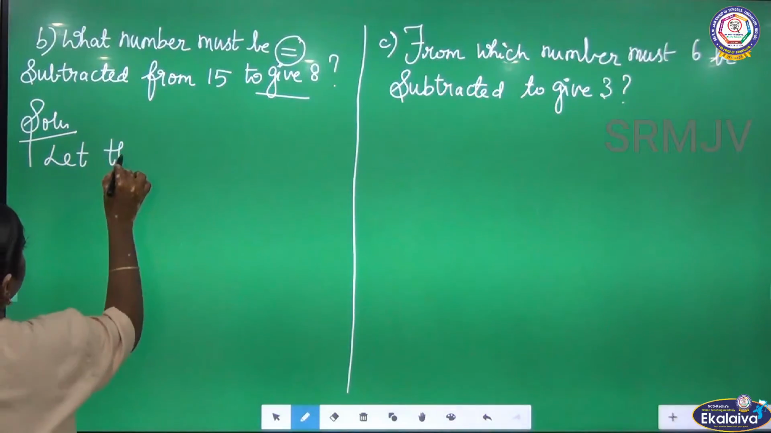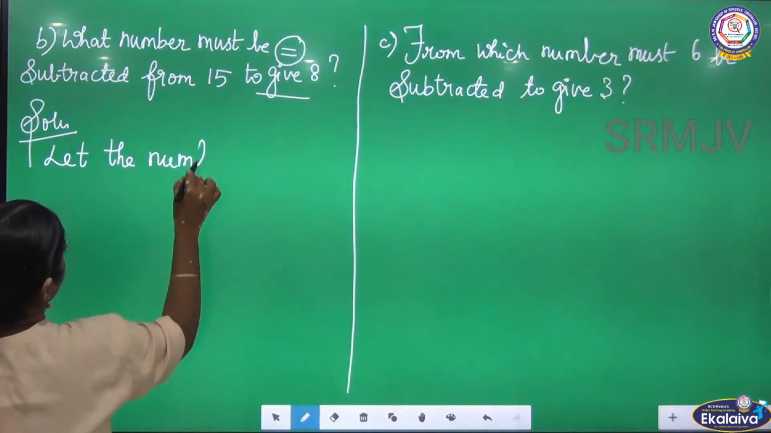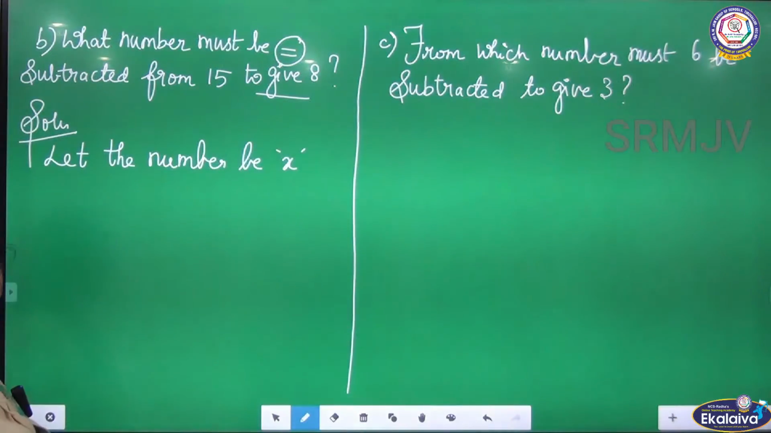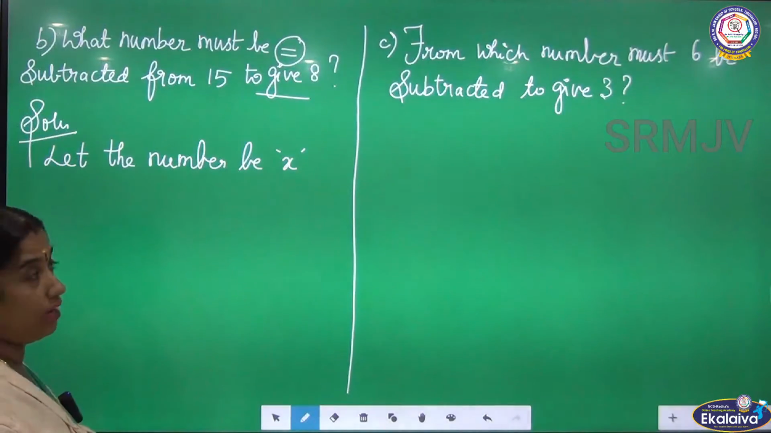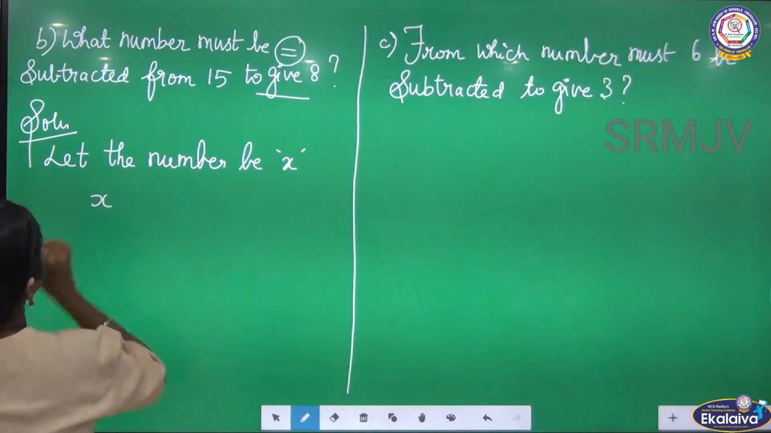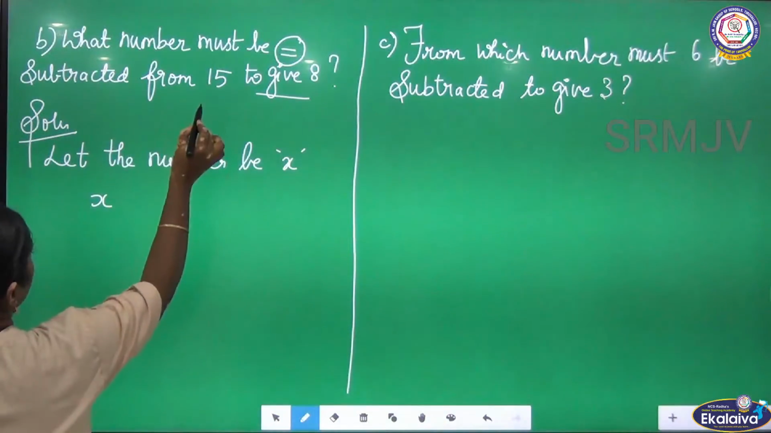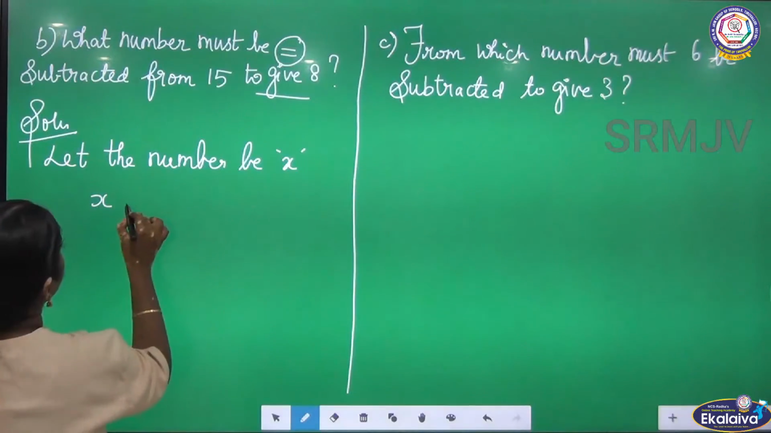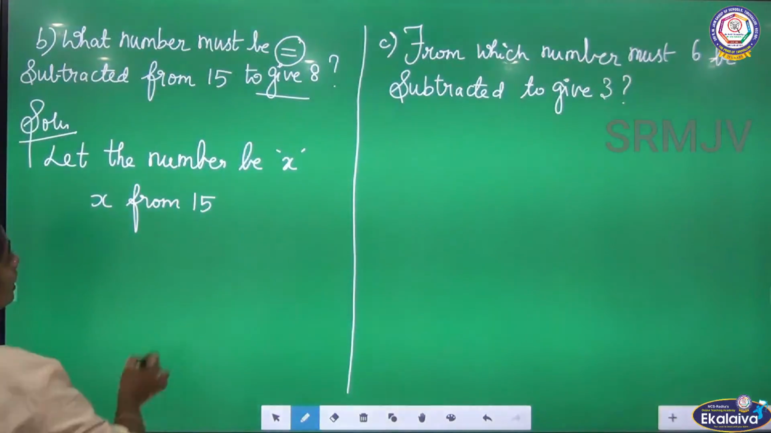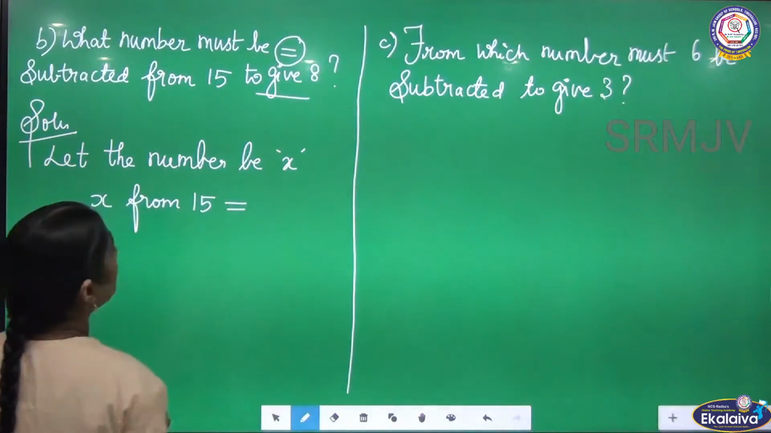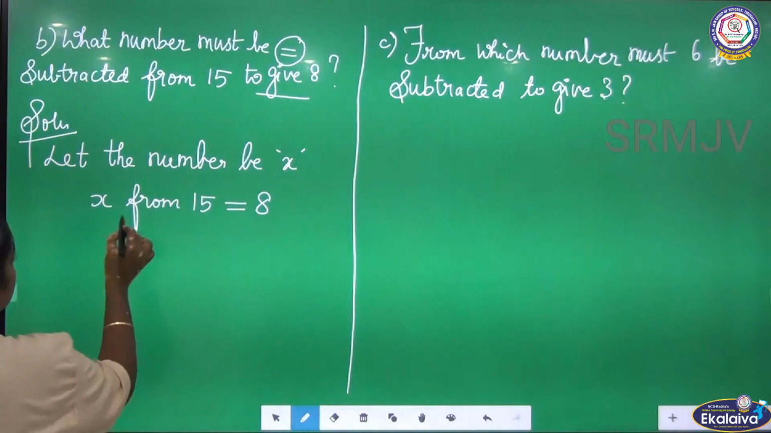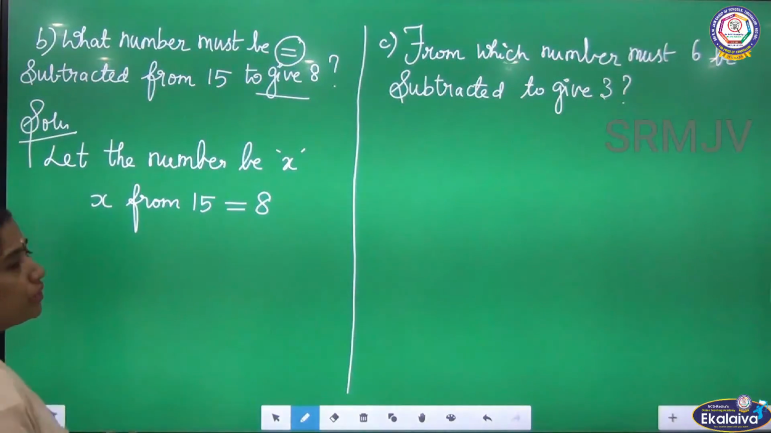Let the number be x. Let the number be x. I don't know the number. So what number must be subtracted from 15 to give 8? To give means equal to 8. Is it clear? x from 15 is equal to 8.